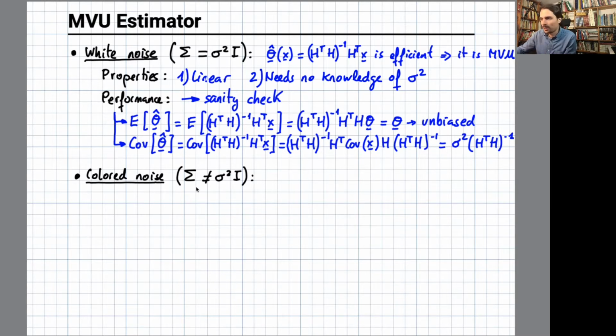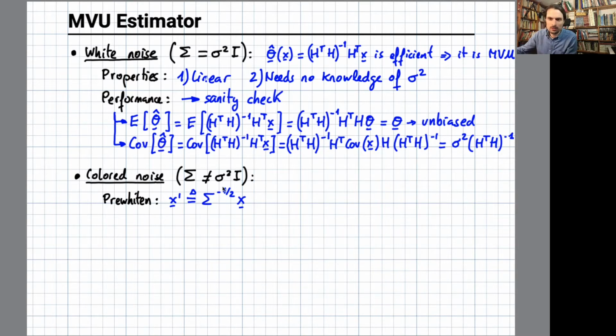But in this case, we can use a trick called prewhitening, which is commonly used in communications, speech signal processing, image signal processing, and in many areas. The trick is to multiply our data by the inverse of the square root of the covariance matrix. Since this matrix is assumed known, this operation can be done. And let's see why this operation is effective.